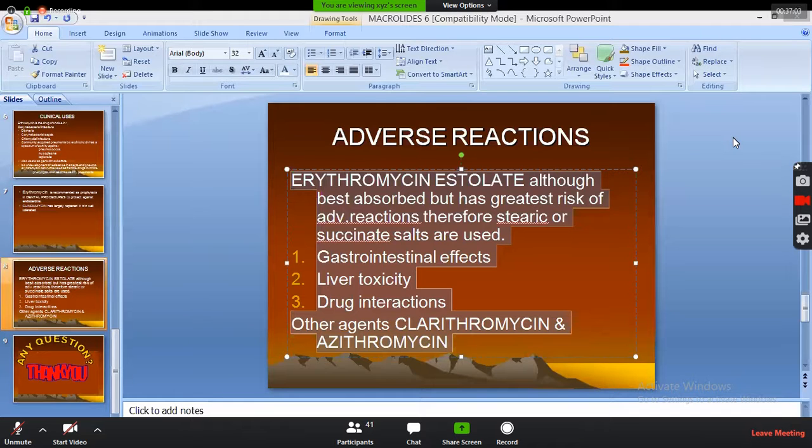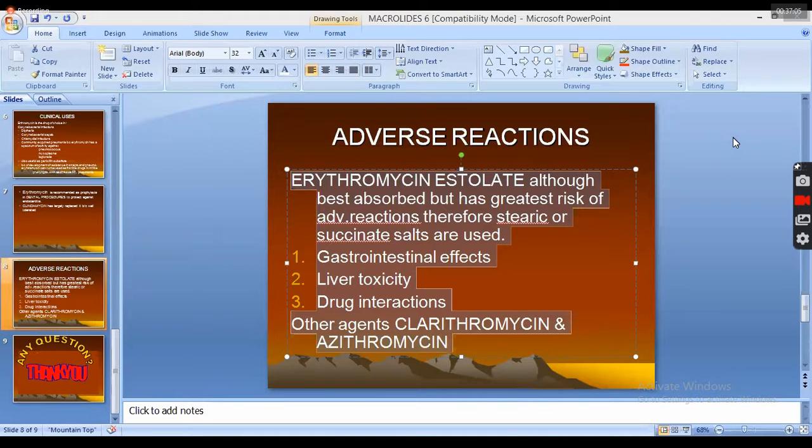Now the other agents like clarithromycin, azithromycin, fluxedomycin, and telithromycin. These drugs are similar to erythromycin except that they have been modified so that they become semi-synthetic and have lesser adverse effects as compared to erythromycin. Because of being manipulated in the lab, the cost is increased and you have to tell the patient.